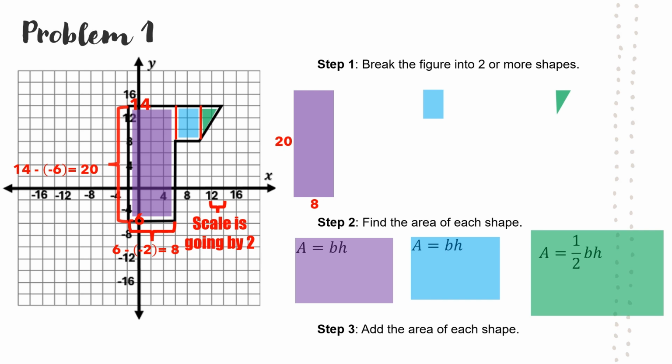Now that we know the base and the height of the rectangle we can find the area of the rectangle by multiplying the length of the base and the height. So this will be 8 times 20, which is 160.